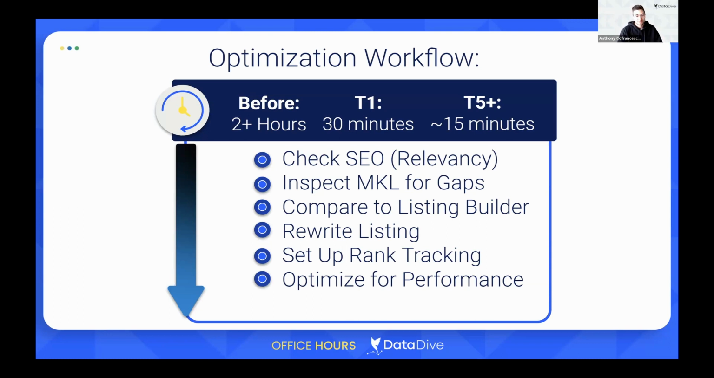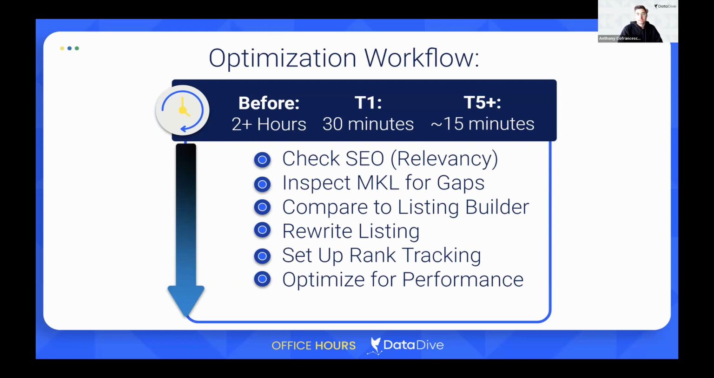Now, this does play into the fact that you've already done a lot of this prep work. So now all you have to do is go in, find the areas that you're not ranking for, and then dial in your SEO. So the first time, this will take you about 30 minutes. The fifth time you do it, I'd say it should take you about 15 minutes. So first thing is you're going to check your SEO. You're going to check your relevancy. You're going to inspect the master keyword list and try to find any gaps in the MKL, areas where you're not ranked organically as high as you'd like to be.